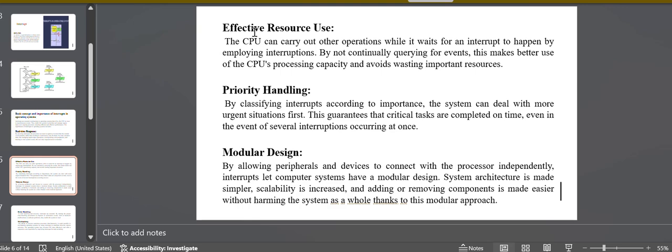Modular design. By allowing peripherals and devices to connect with the processor independently, interrupts let computer systems have a modular design. System architecture is made simpler and scalable, and adding or removing components is made easier without harming the system as a whole, thanks to the modular approach.